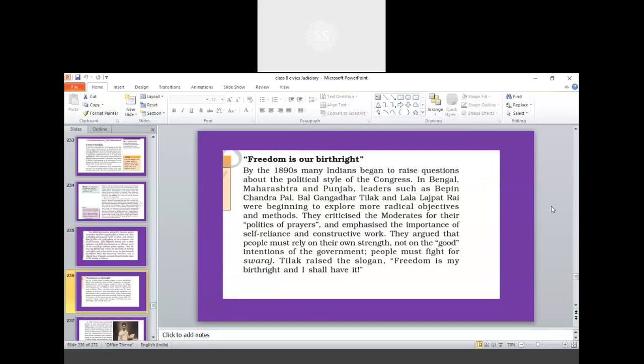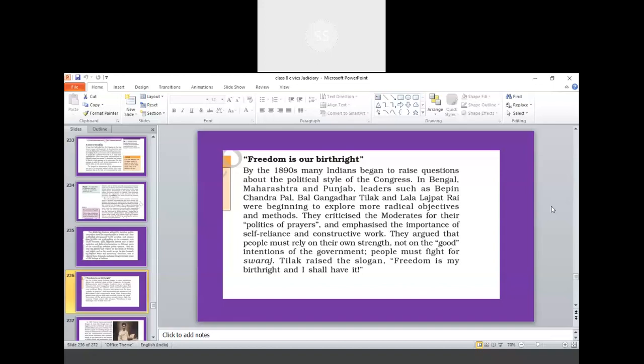Lala Lajpat Rai, Bal Gangadhar Tilak, Bipin Chandra Pal. Please write down, radical leaders. Bipin Chandra Pal, Bal Gangadhar Tilak, Lala Lajpat Rai. They were more radical in their methods and thinking.